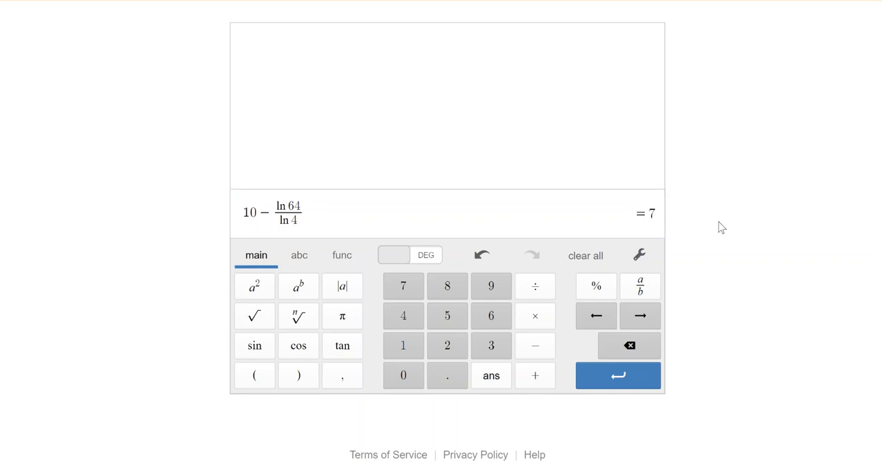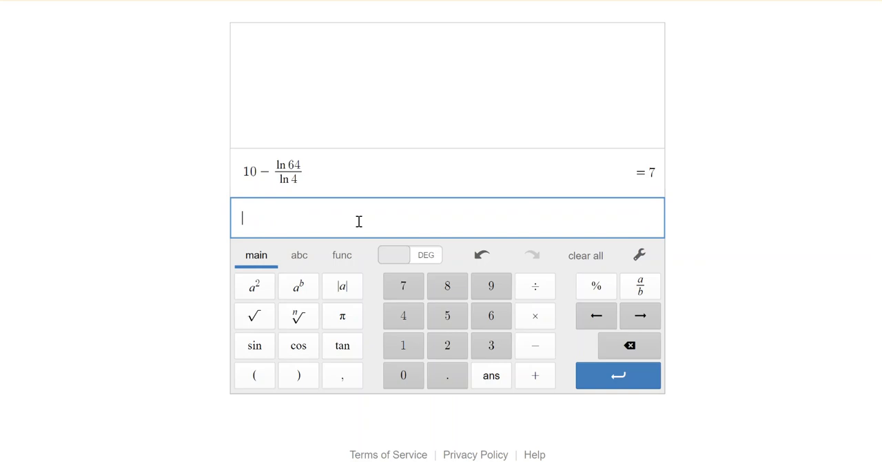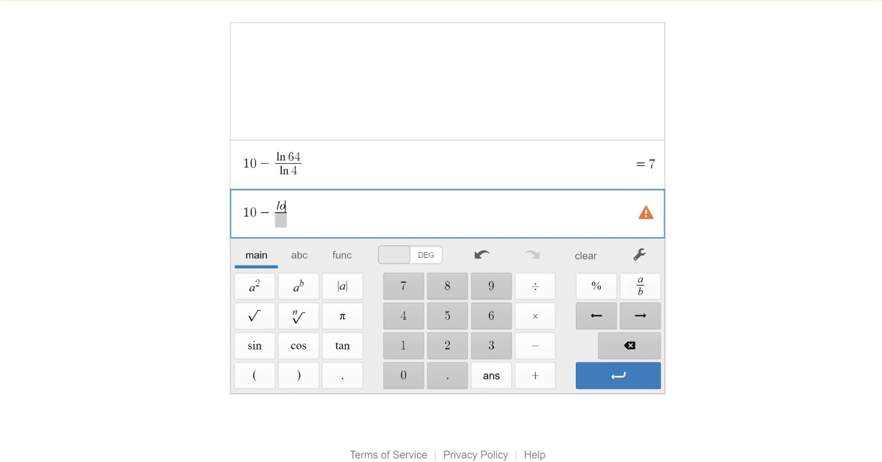7, right? And if, instead of taking the natural log of both sides, you prefer writing log for common log, you're going to get the same number. 10 minus, numerator will be log of 64, denominator log of 4. Beautiful! 7! Awesome, awesome, awesome.